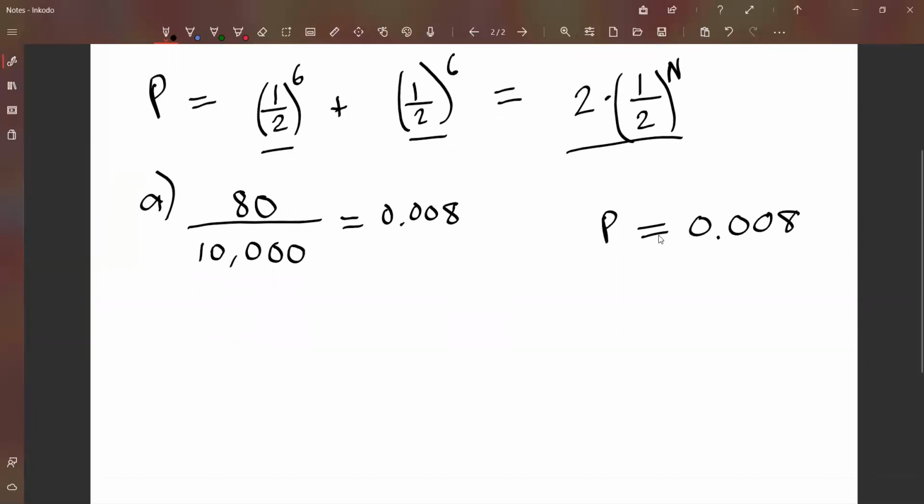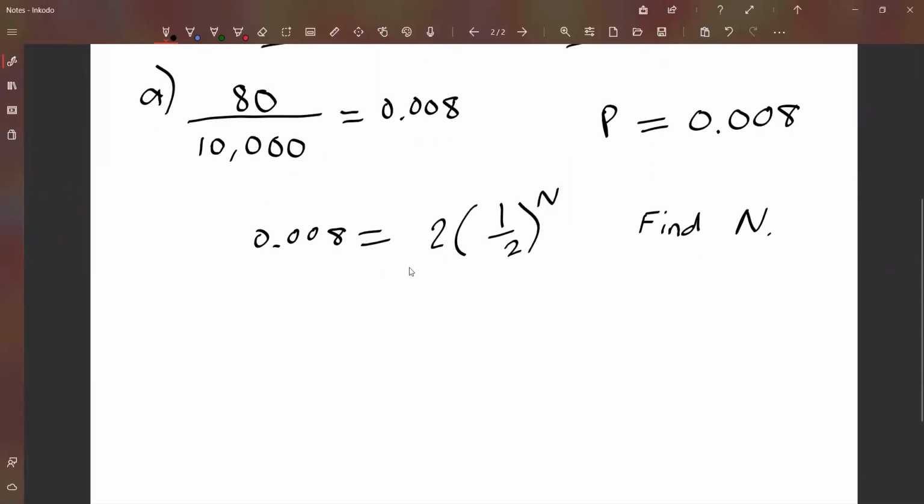Okay, so let's set 0.008 equal to 2 times 1/2 to the n power. Solve for n. The rest is just math. So let's now find the number of balls.